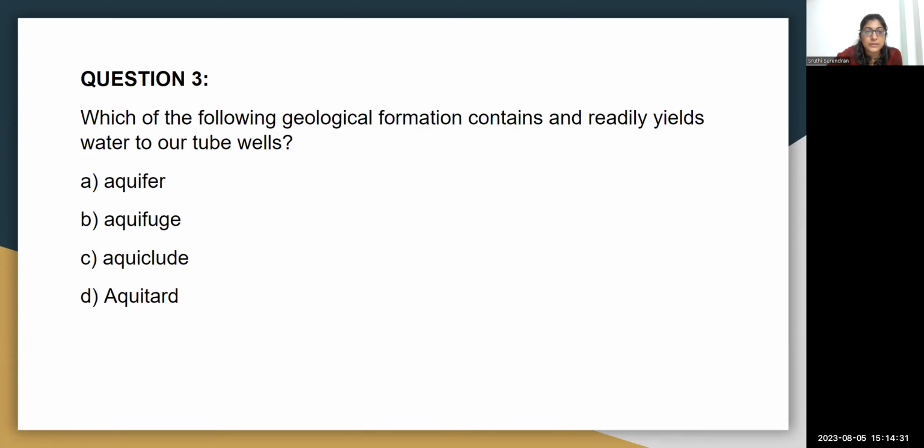Now moving on to the third question, again about the geological formations. Which of the following geological formations contains and readily yields water to our tube wells? I discussed earlier the four kinds of geological formations that you can see here. Based on that, try to answer what that formation is called, which is capable of storing as well as readily yielding enough water to our tube wells.